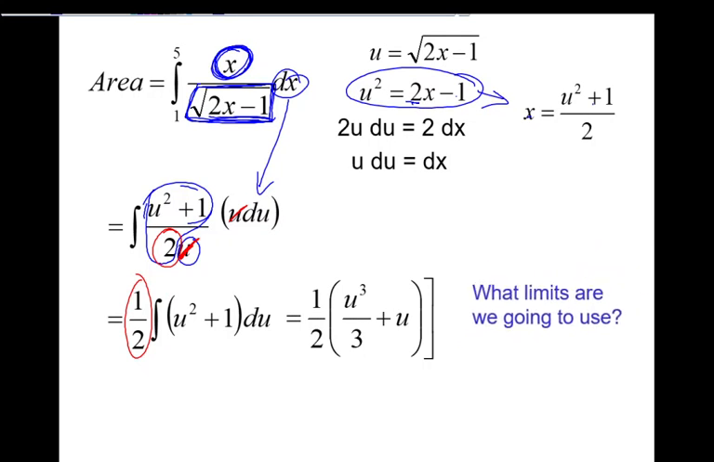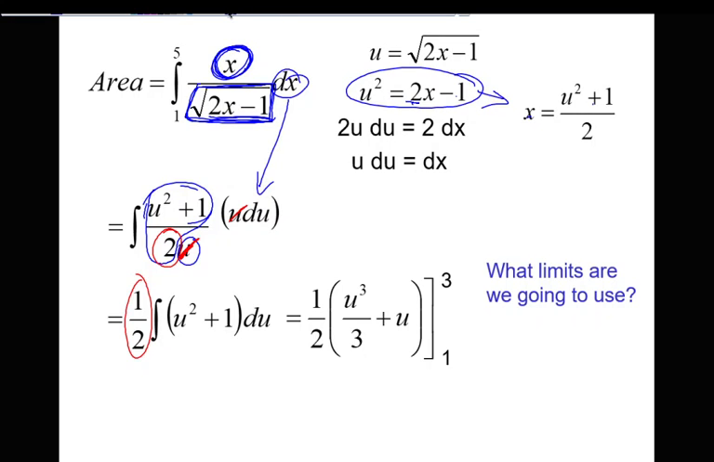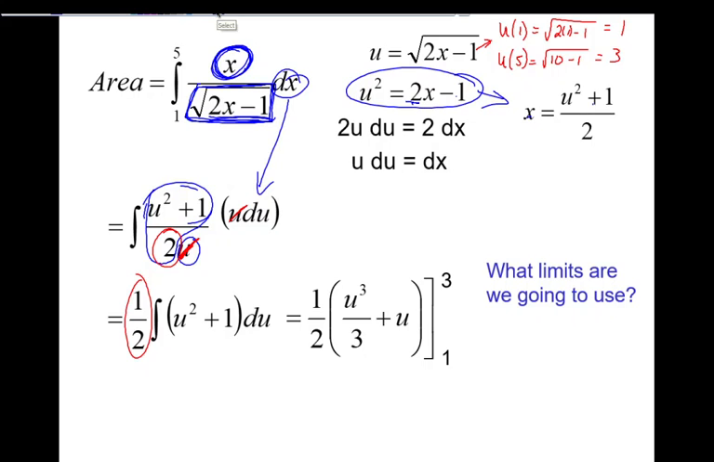So when I find my upper and my lower limits, I need to plug in 1 and 5. So I use this equation right here. So u, when I plug in 1, is going to be the square root of 2 times 1 minus 1, which ends up being 1. And u, when I plug in 5, we're going to get the square root of 10 minus 1, which is 9. The square root of 9 is 3. So those are my new limits, 3 and 1. And then just evaluate.